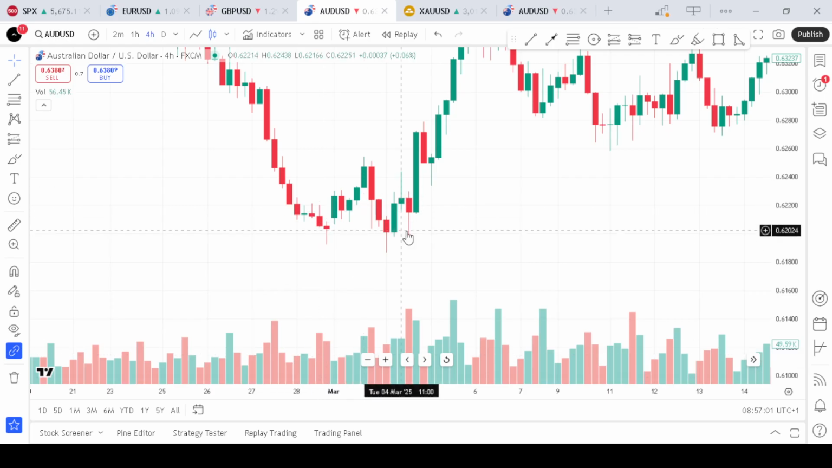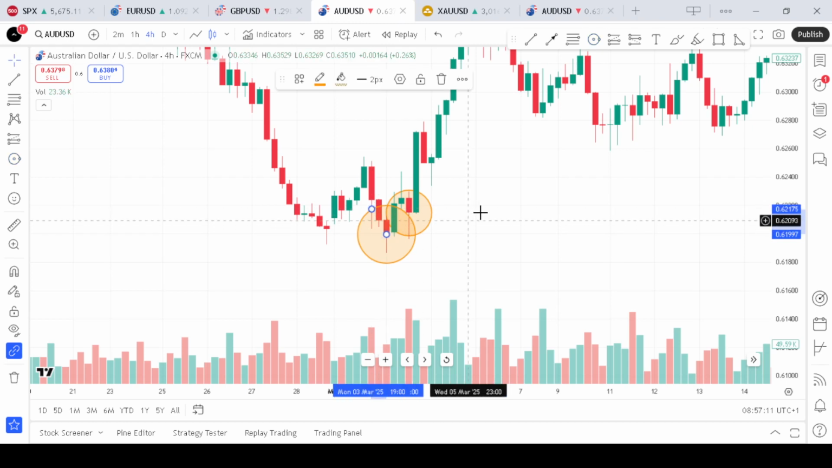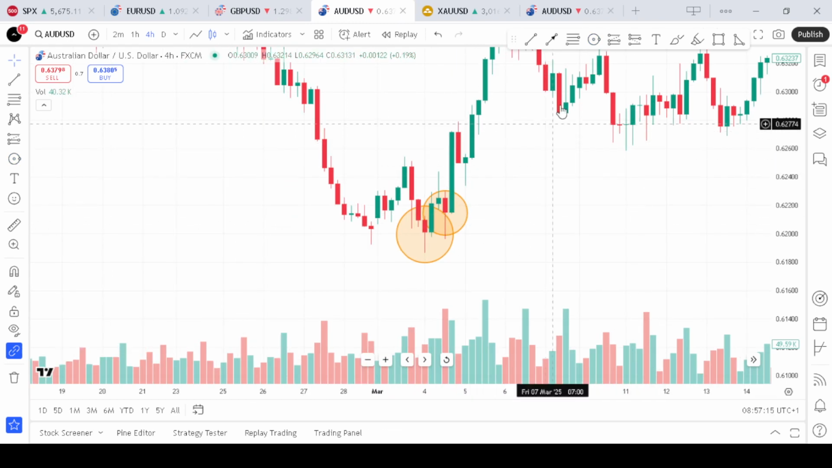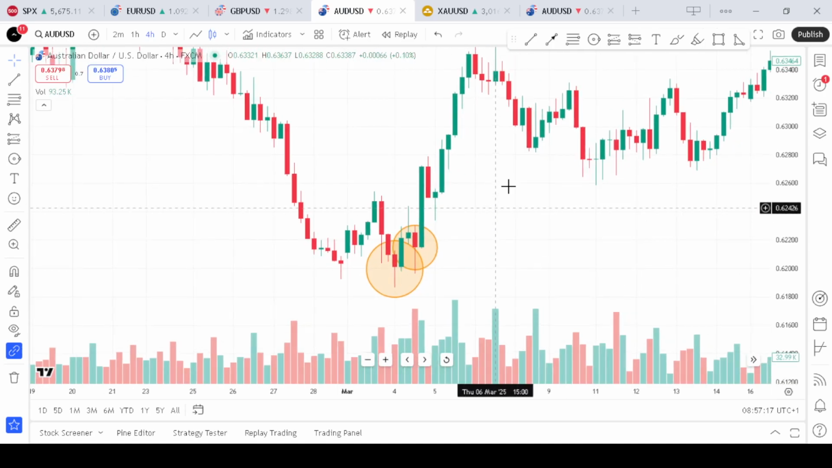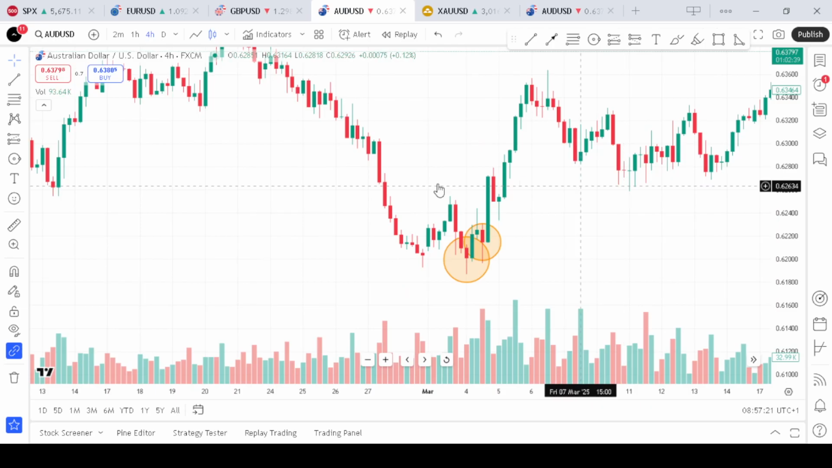So this is an example of a hammer. As you can see, this is a hammer candle. This is also a hammer. This is also a hammer candlestick pattern. Now, first of all, to trade the hammer, you have to identify the pattern. You look for a small body with a long lower wick.